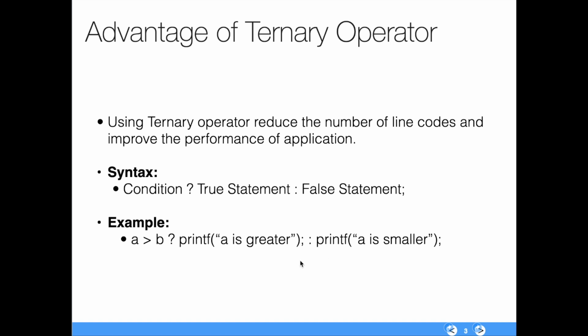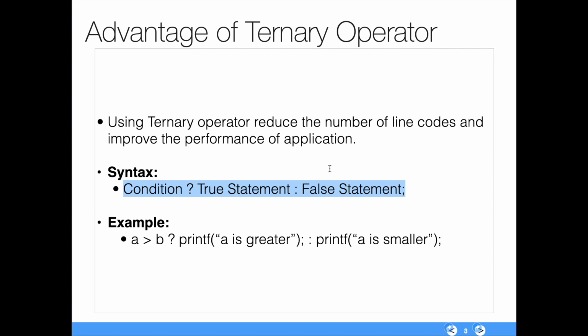The syntax for the ternary operator: the first operand is the condition, which will be evaluated to either true or false. Then the second operand is the true statement. It can be a single statement or multiple statements enclosed within curly braces. Then the third operand is the false statement. It can also be a single statement or multiple statements enclosed within curly braces. That is the general syntax of the ternary operator.